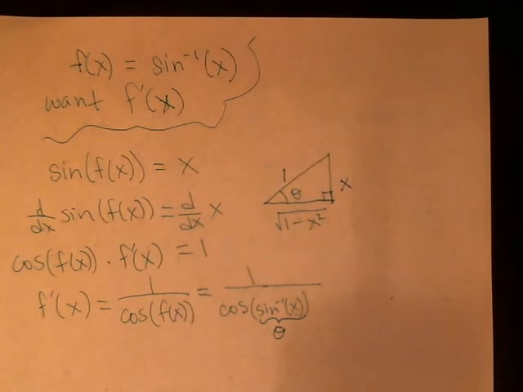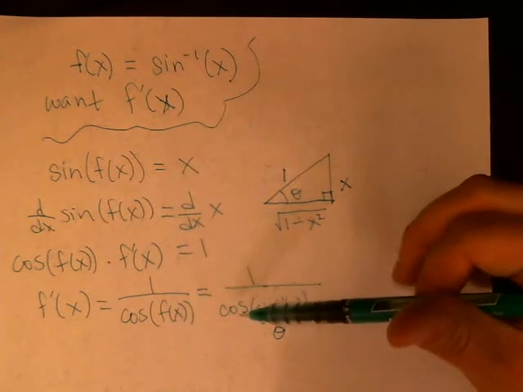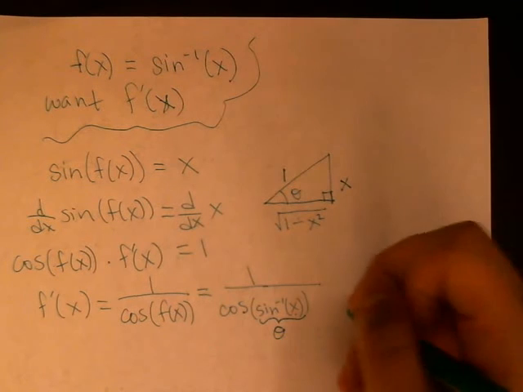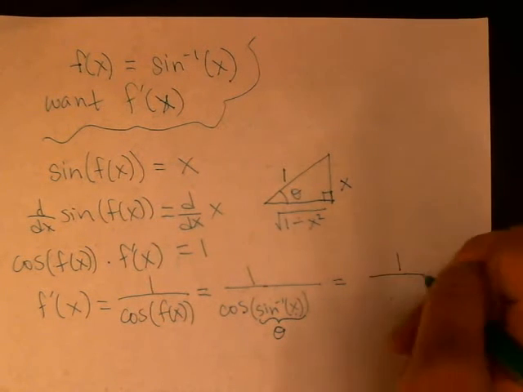So the Pythagorean theorem tells us that the bottom is 1 minus x squared. And then remember, what we were looking for was cosine of theta. So cosine of theta is adjacent over hypotenuse, which means this all boils down to 1 over the square root of 1 minus x squared.